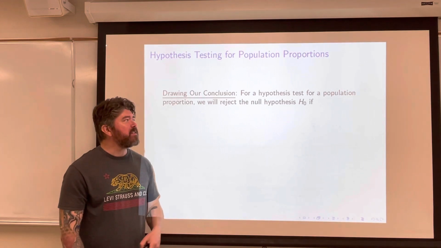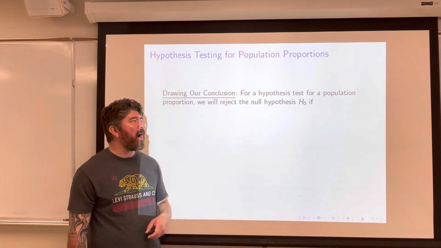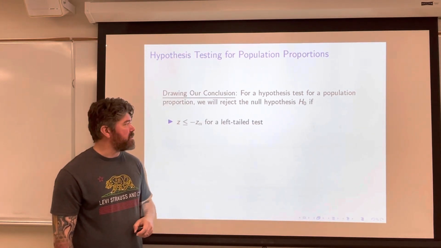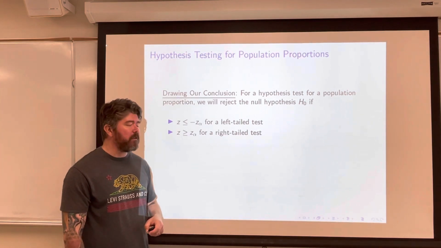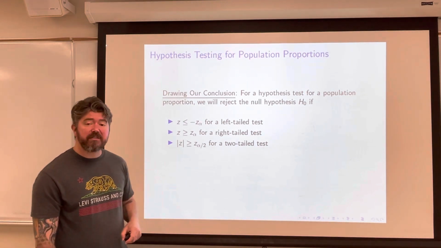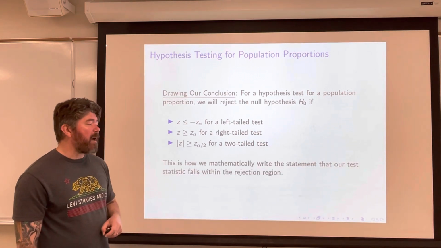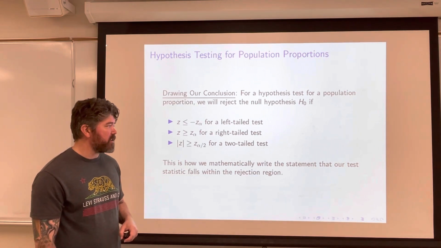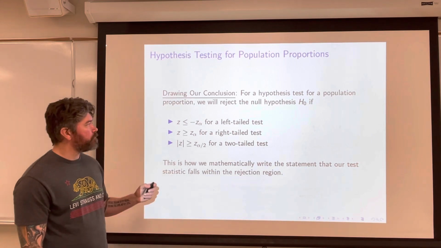For a hypothesis test for a population proportion, we will reject the null hypothesis H0 if z is less than or equal to negative z alpha for a left-tailed test, z is greater than or equal to z alpha for a right-tailed test, and the absolute value of z is greater than or equal to z alpha over 2 for a two-tailed test. This is how we mathematically write the statement that our test statistic falls within the rejection region. And this is exactly what we saw in section 10.2.